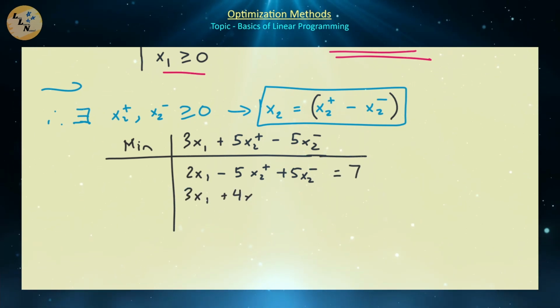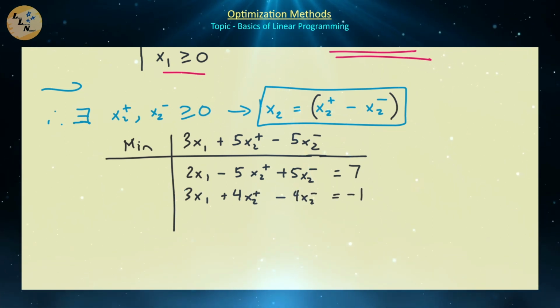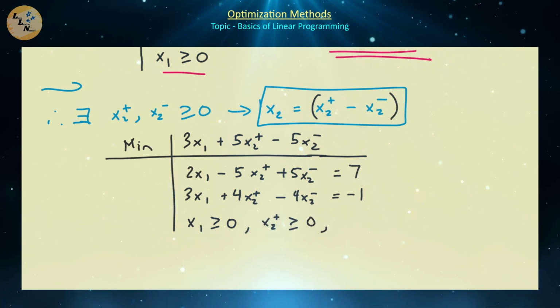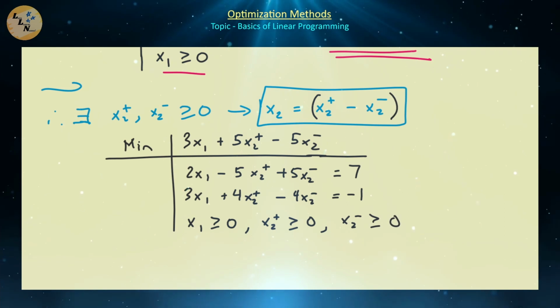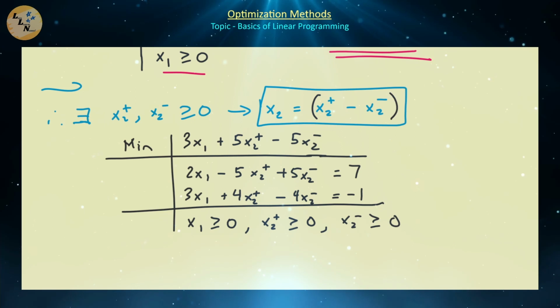3x1 plus 4x2 plus minus 4x2 minus is equal to minus 1. And then we have x1 is greater than or equal to 0. We're restricting x2, so we're going to have those two new restrictions added: x2 plus is greater than or equal to 0, and x2 minus is greater than or equal to 0. So notice here that we have two constraints with three unknowns because we've actually represented our old x2 unknown as two new unknowns. So this is still the same exact linear program, except now it is in standard form.